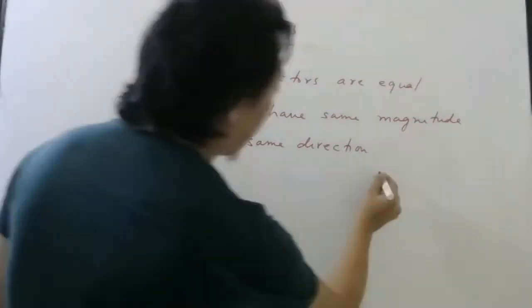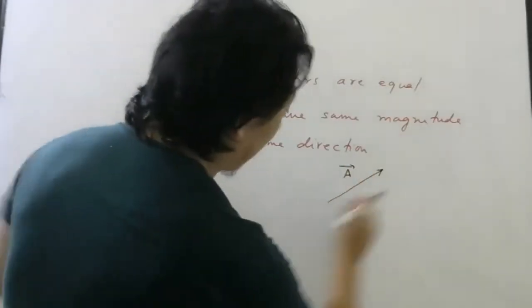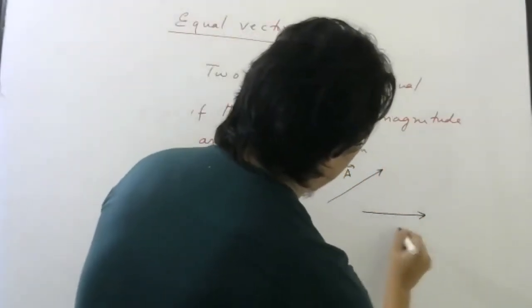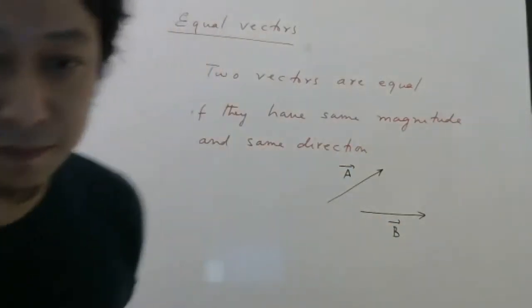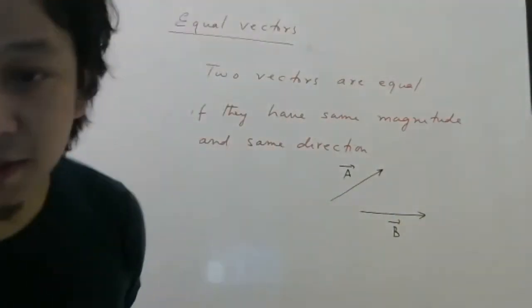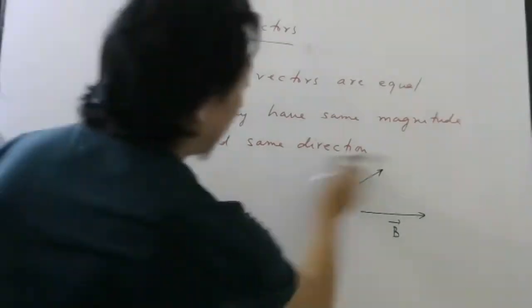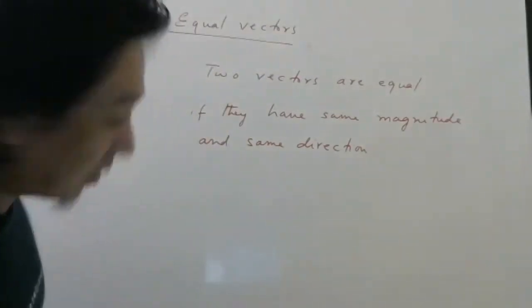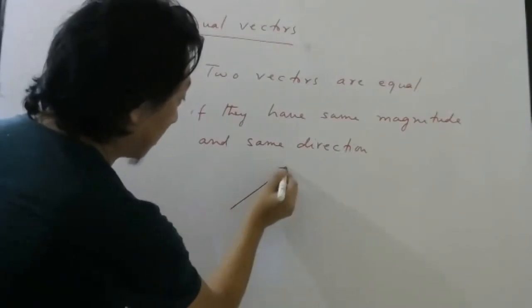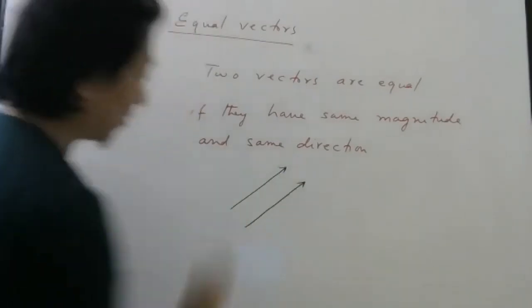So can I say these two vectors are equal? This vector, let's say, is A bar, and let's say I draw equal length here, B bar. Can I say these two vectors are equal? The lengths are equal. I'm trying to draw same length. No, they are not equal because magnitude may be equal. Direction is not same. So how to draw equal vectors? Very simple. If one vector is like this, other vector also should be like this. Okay, so keep this in mind.